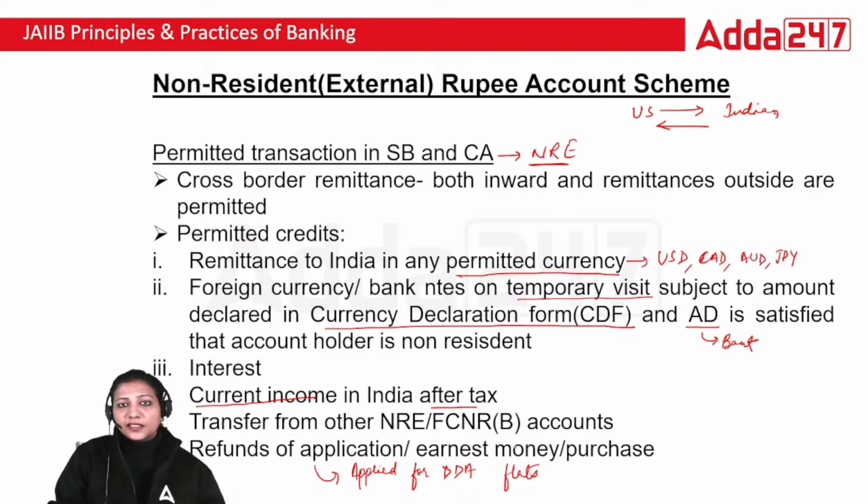This government authority sells flats to residents, to people here in India, and for registering for those flats, you need to deposit some earnest money. If you get the allotment, then that earnest money goes to the government. If the allotment is not made, then that gets paid to the applicant. So if there is any kind of payment which is going back to the applicant, and the NRI is an applicant in this case, then that is allowed in the NRE account.